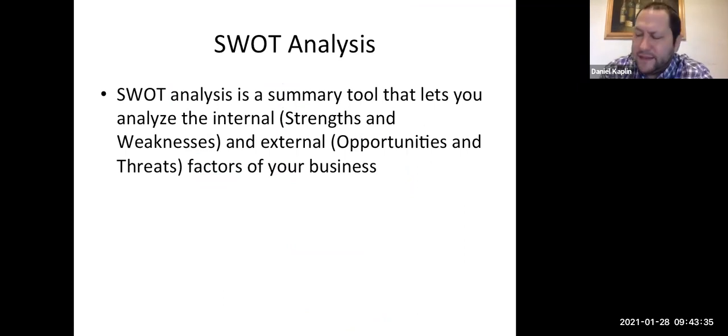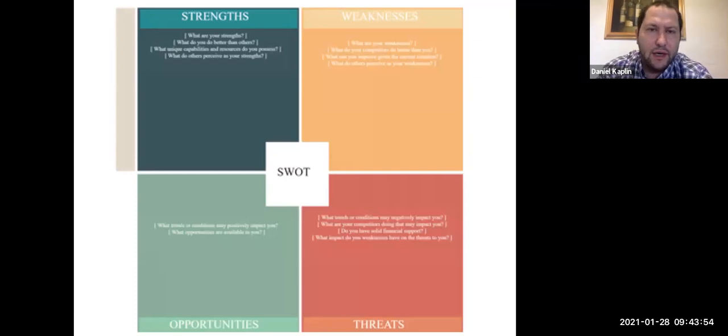Now, a SWOT analysis, I don't think this is as useful for research methods as much as it's used for organizational structure. So SWOT is an abbreviation that stands for strengths and weaknesses and opportunities and threats. So if you were to do a SWOT analysis, you would create these four quadrants, and you would put strengths, weaknesses, opportunities, and threats, and then you would answer the questions that are in each of the boxes.